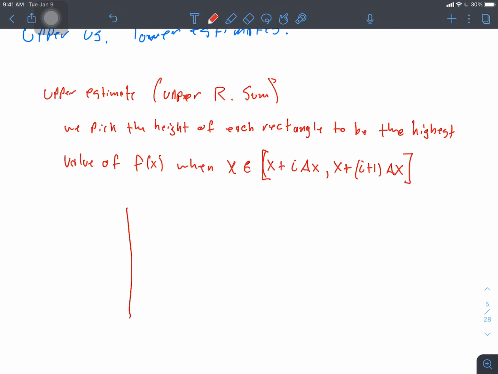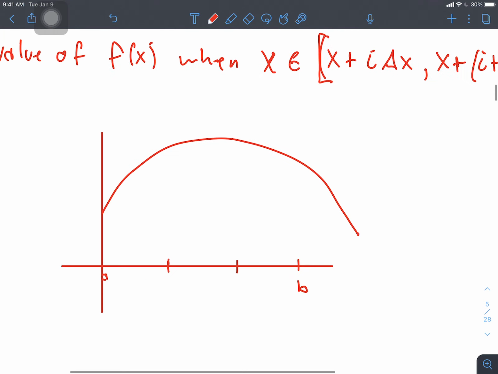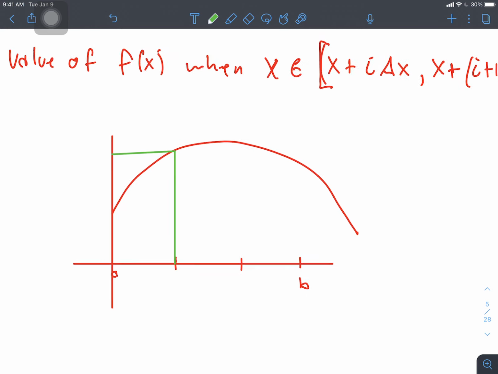Okay, so how does that look? If we have a function which looks like this, and let's say we're using 3 rectangles going from a to b. Well, the way I pick the height of the first rectangle is I look at the first subinterval, and I look for the highest value of f of x in that subinterval. It looks to me like it occurs at the right side of this interval, so that's how I'm going to choose the height of the first rectangle. It's just the tallest point in that subinterval.